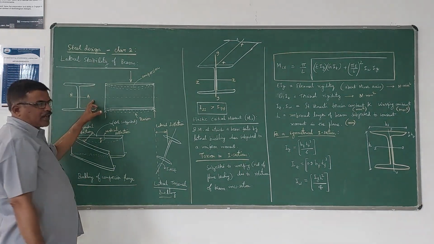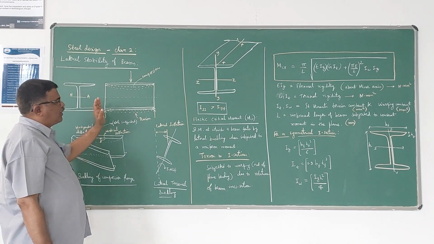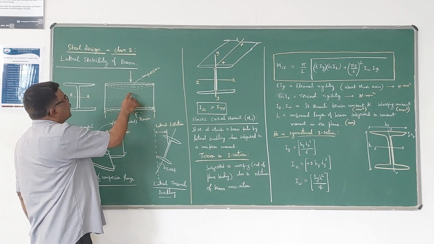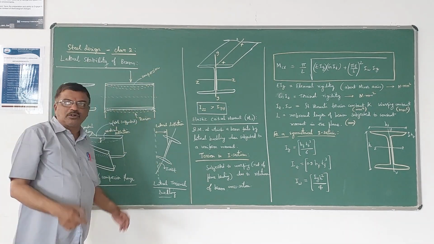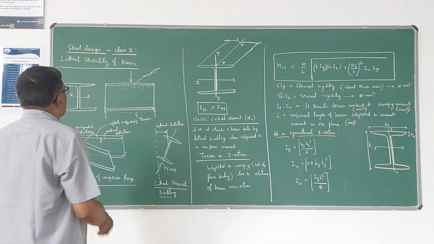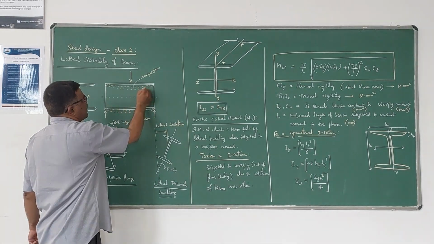Neutral axis will be there here. I have taken a symmetrical I-section. If you take the longitudinal section, assuming it as a simply supported beam, the top fibers will be subjected to compression and the bottom fibers will be subjected to tension, and the deflection will take place like this. Flanges will deflect like this.